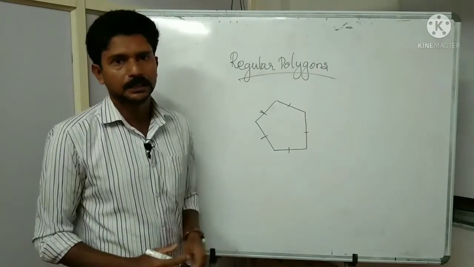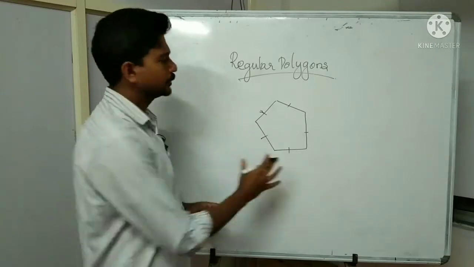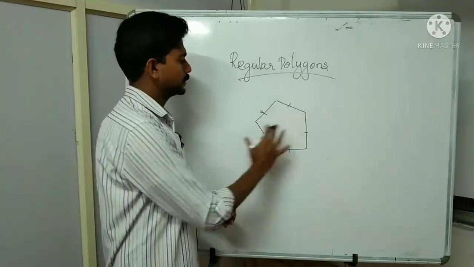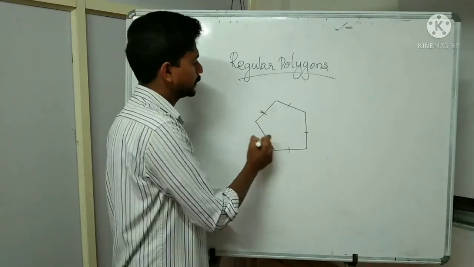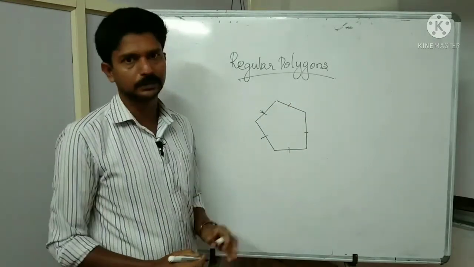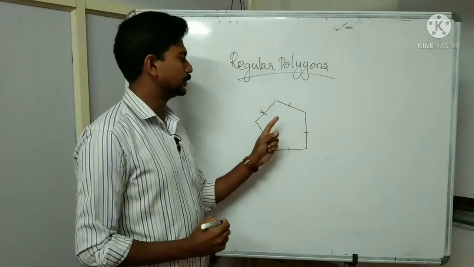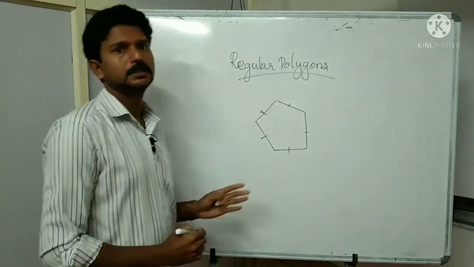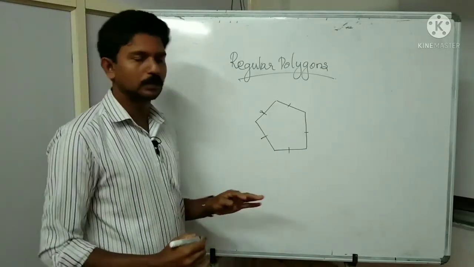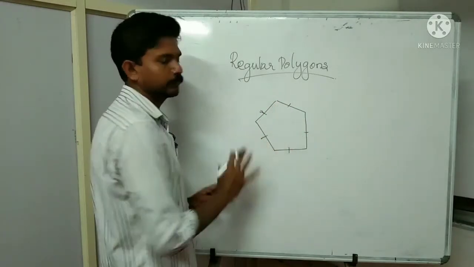So when we take a figure like this, if you want to find the exterior angle of this regular polygon, it is a pentagon, 5 sides are there. These marks indicate that all sides are equal. There is a method to find the exterior angle, and this method is only for regular polygons. How many sides are there? 1, 2, 3, 4, 5 sides are there.